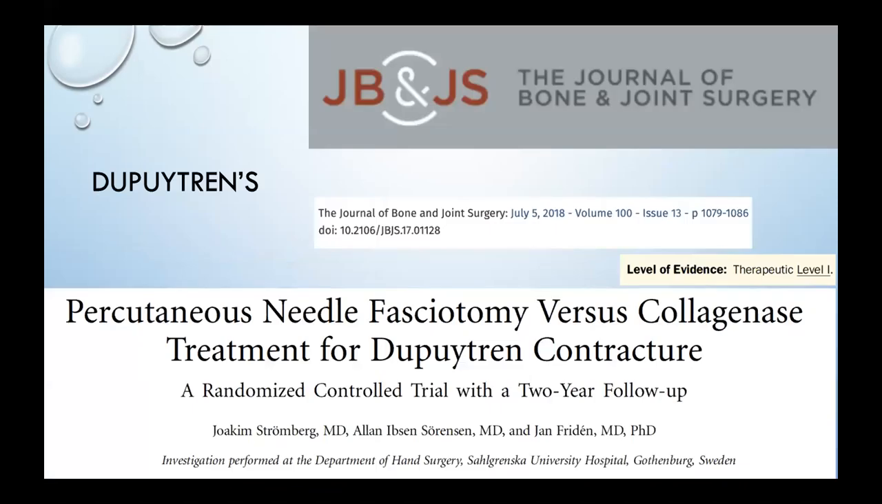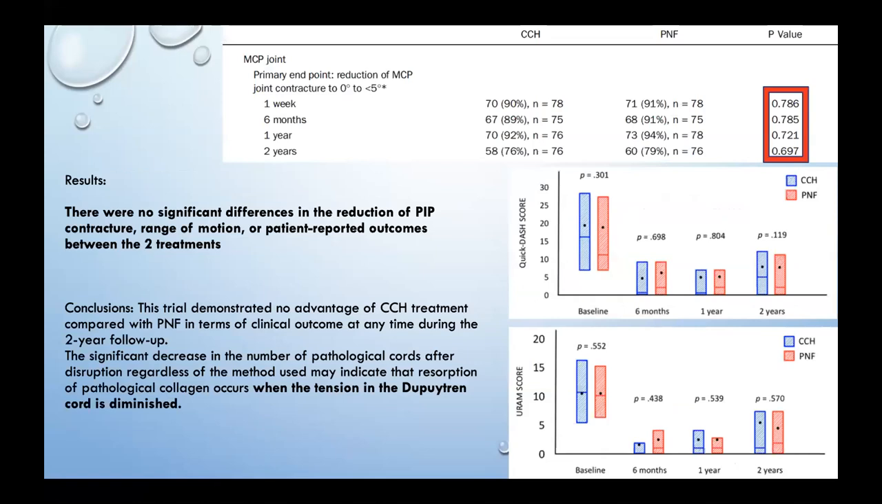So this paper is a level 1 evidence randomized controlled trial from Sweden by Dr. Strömberg in the JPGS in 2018, comparing the collagenase injection versus the percutaneous needle fasciotomy. And the final result showed that there is no advantage of collagenase injection over the percutaneous needle fasciotomy in terms of clinical outcome at any time during the 2 years follow-up.